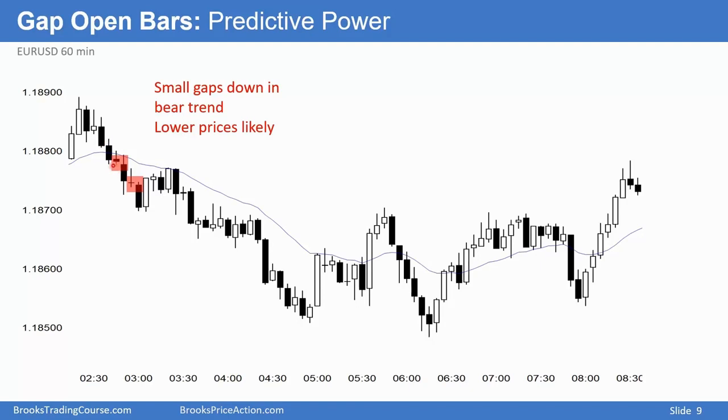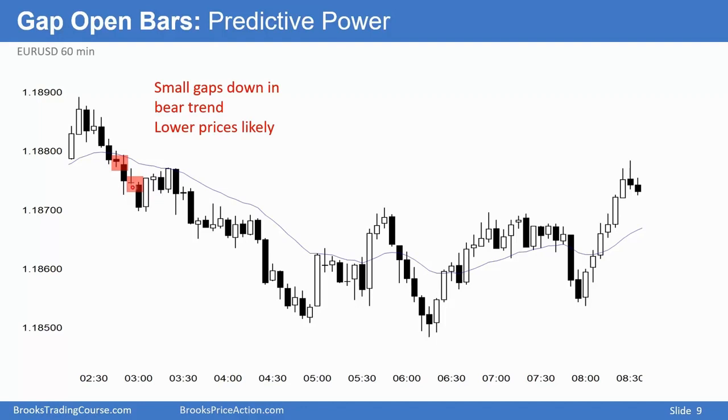sold the close. As soon as this bear bar closed, a lot of traders hit the button to sell the market. And the result was there were so many traders selling at the close of this bar. This bar opened below. And that tells you that there were a lot of traders trying to sell as soon as this bar closed. That increases the chances that the market's going lower.